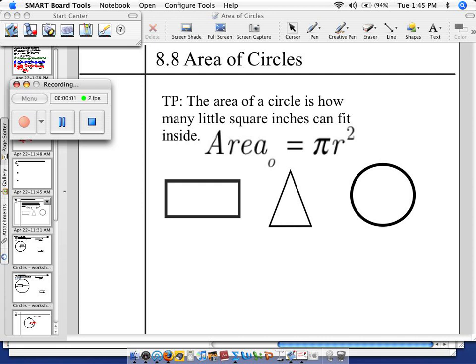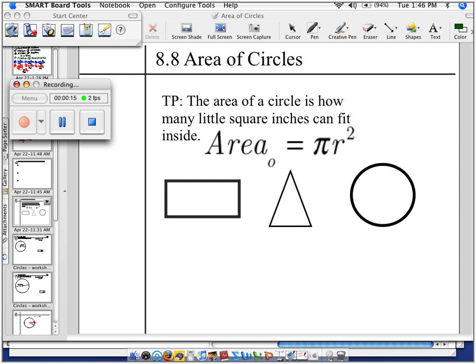Okay, the word area has been popping up a lot, and I just want to make sure you guys understand what that means. Area means how many of these little inch squares can fit inside of a shape. So I think with the time we have, we can talk about that in this rectangle. It's very simple. Let's say this rectangle has two dimensions.